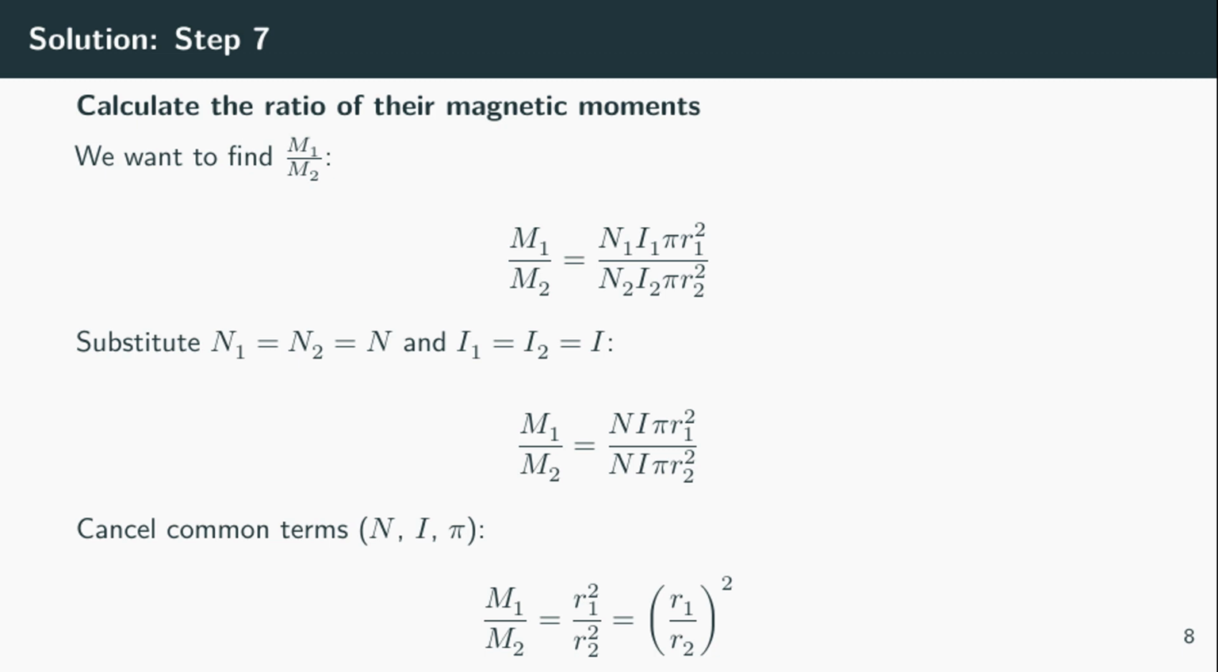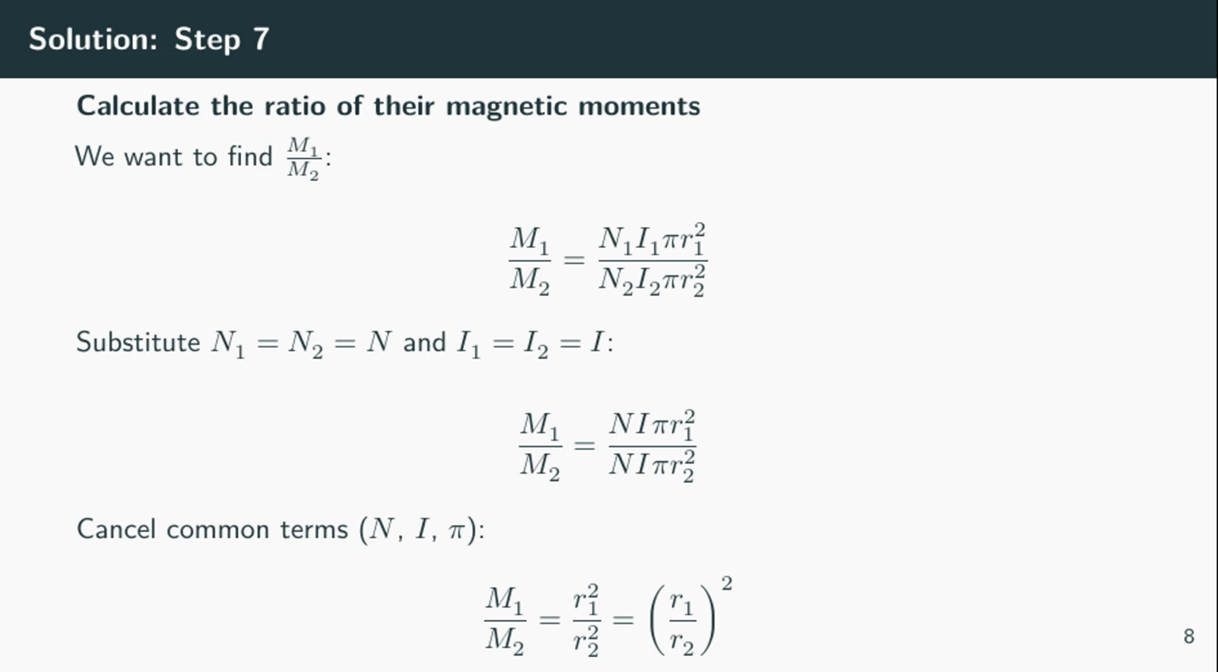Alright, step 7 is where we calculate the ratio of their magnetic moments. We want to find M1 over M2. So we set up the fraction M1 over M2 equals N1 I1 pi R1 squared divided by N2 I2 pi R2 squared. Now let's substitute what we know. N1 equals N2 equals N, I1 equals I and I2 equals I. So M1 over M2 equals NI pi R1 squared divided by NI pi R2 squared.